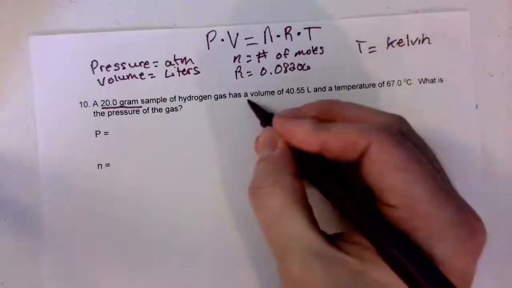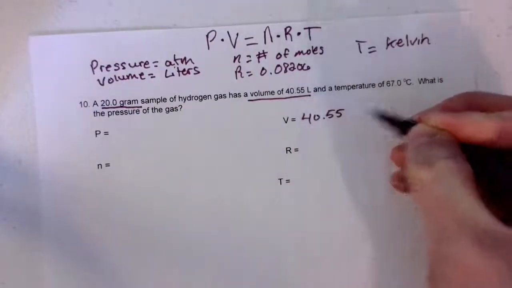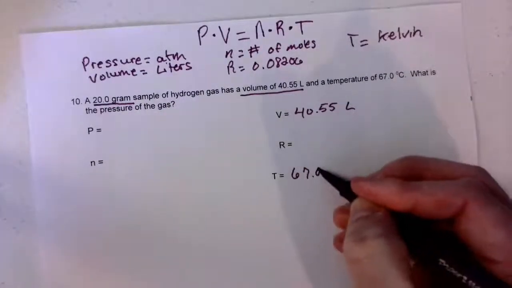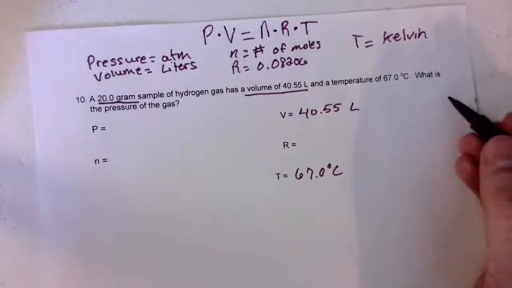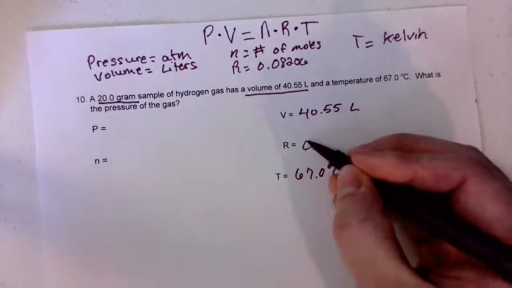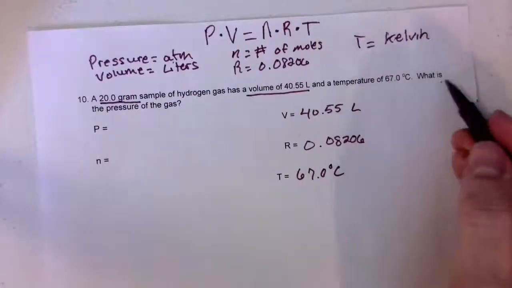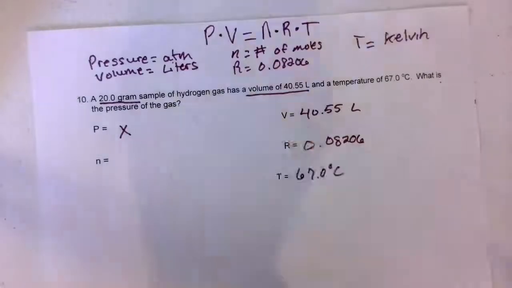Alright, so it has a volume of 40.55, so 40.55 is going to go there. It's in liters. Alright, and a temperature of 67.0 degrees Celsius. What is the pressure of the gas? Alright, so we already know the R is 0.08206. It says, what is the pressure of the gas? So the pressure here is going to be X.